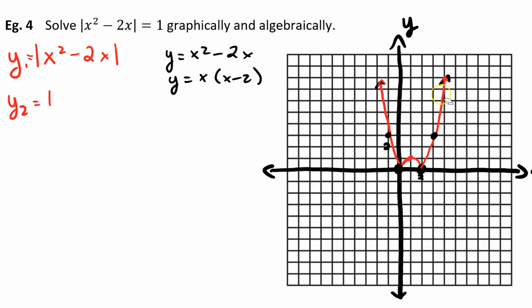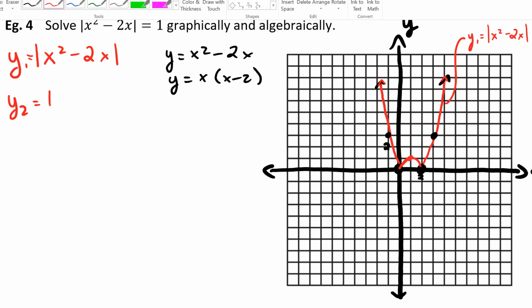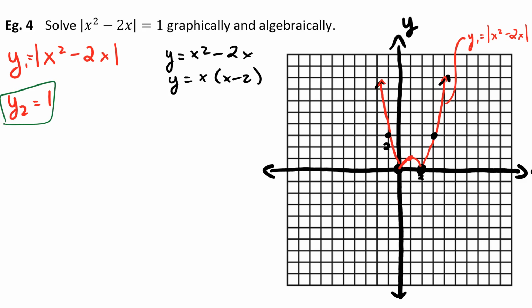So I'm going to label this right here. This right here is my y1, which equals the absolute value of x squared minus 2x. And now I'm just going to graph y2 equals 1. I'm going to do that in green. So we can see from here that it actually touches 1, 2, 3 times.